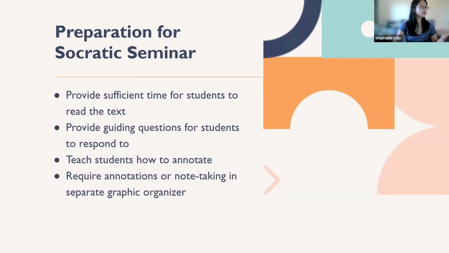So for preparing for the Socratic seminar, you want to make sure that you give sufficient time for students to read the text and provide them with guiding questions for students to respond to. You want to teach the students how to annotate and require the students to either annotate or complete a separate graphic organizer for their notes.